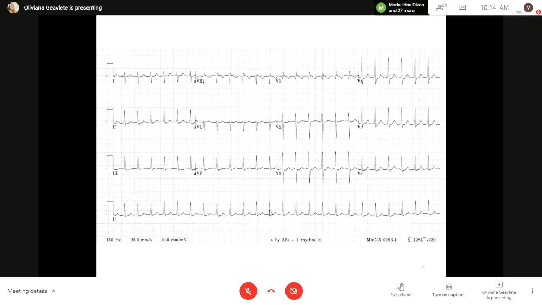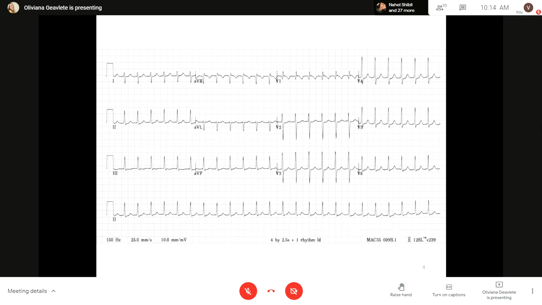Rapid rate with narrow QRS complex. And that's it. You cannot say anything about this ECG. So this is the example for the AVNRT. This could be an AVNRT.